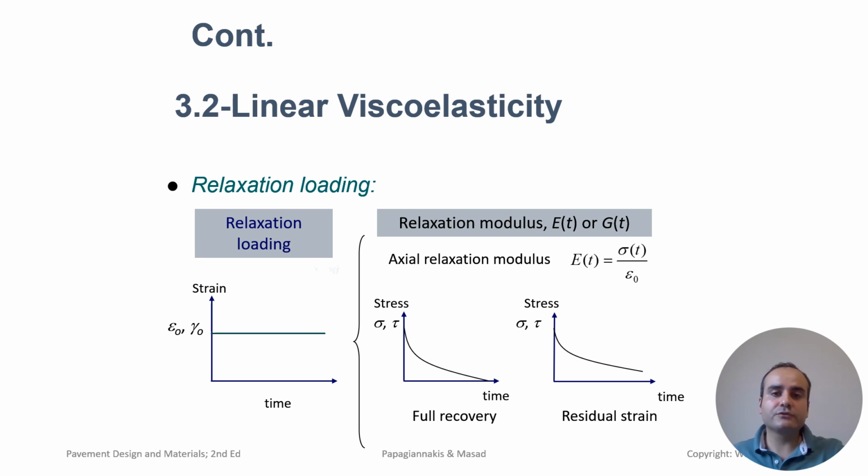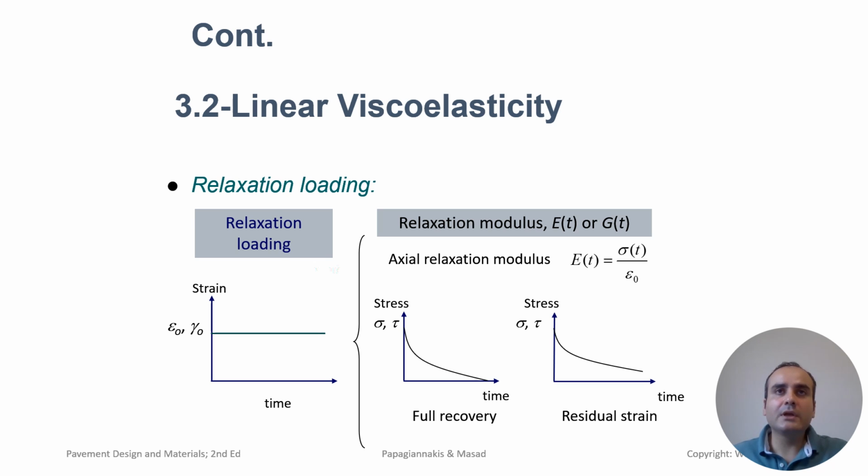When a constant strain is applied to a viscoelastic material like asphalt, the material initially develops a high internal stress to resist the deformation, which is the elastic response. However, over time, the stress relaxes as the material's viscous component allows it to adjust and flow slightly, reducing the internal stresses. This stress relaxation is due to the material's internal molecular rearrangements.